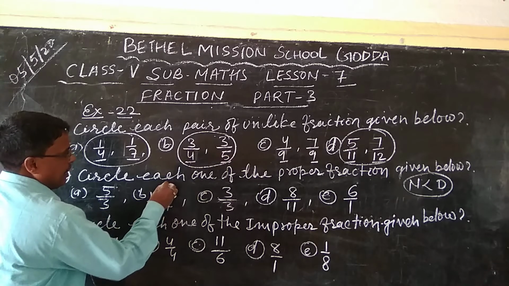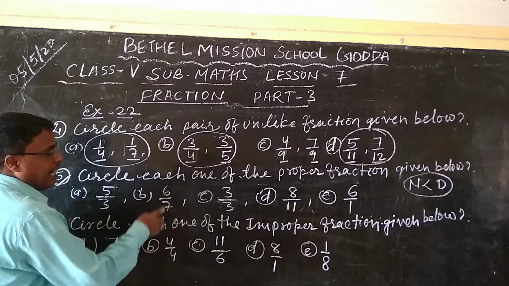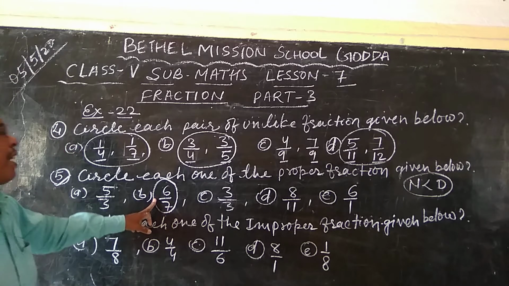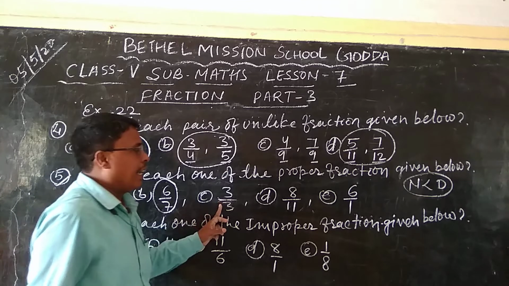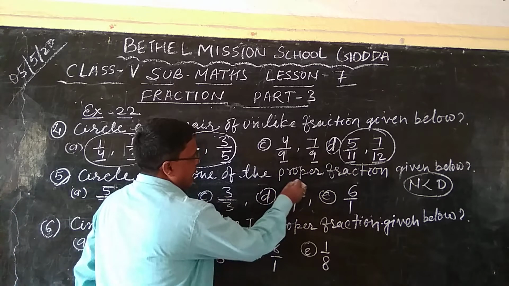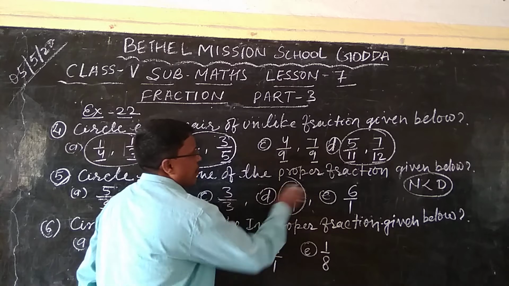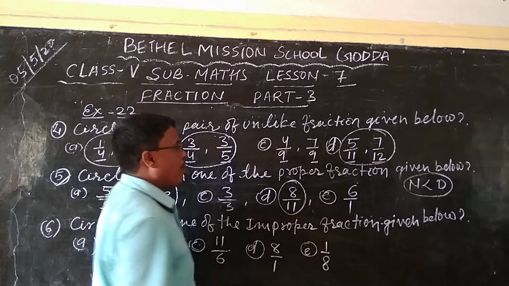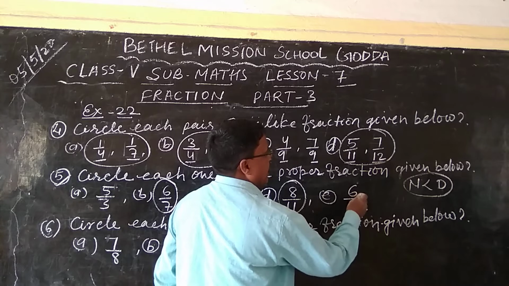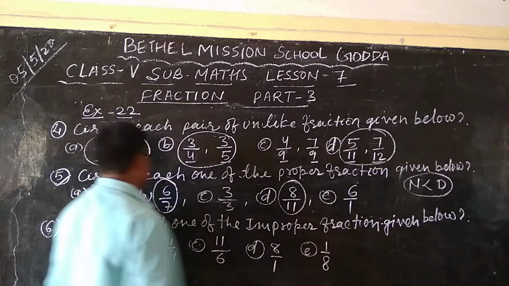Here 6 by 7. 6 is less than 7, so this is a proper fraction. So circle this fraction. Next, 8 by 11. 8 is less than 11, so what? This is a proper fraction. And 6 is more than 1, so this is not a proper fraction.